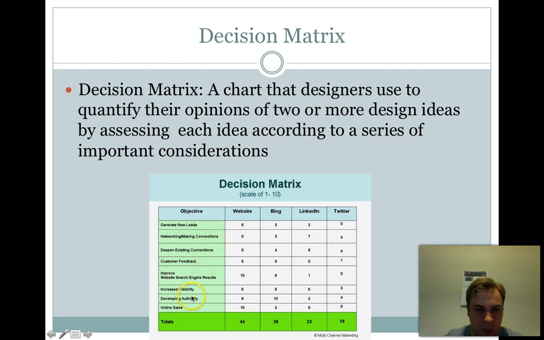Just as an example here, it has the objective down the side, different things like generating new ideas, networking connections, deepen existing connections, customer feedback, improve website search engine results, increased visibility, developing authority, and online sales. So then what you do is, on a scale of 1 to 10, you rank how a website would do at generating new ideas. And then you go down each of the objectives, and then you get a total for each one. The one with the highest number would then be maybe the best idea, or the one that people like the best. So in this case, it would be a website because it has a total of 44.